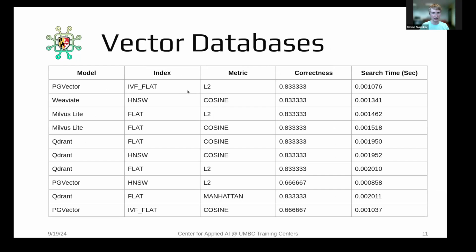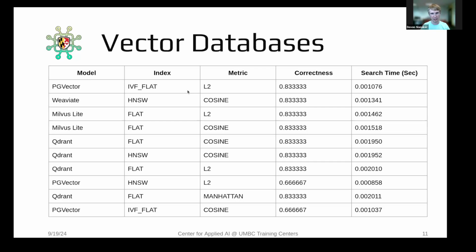So next is our vector databases. We benchmarked PG Vector, which is a Postgres vector database, Weaviate, Milvus Lite, Qdrant, ChromaDB, and Cassandra. And these are the top 10 vector databases with the indexes that were used and the metric that was used. So the index is essentially how data in the vector database is organized to make the search more efficient. And the metric is just how it measures between 2 points to see how closely related they are.